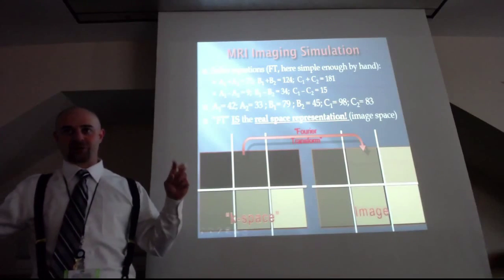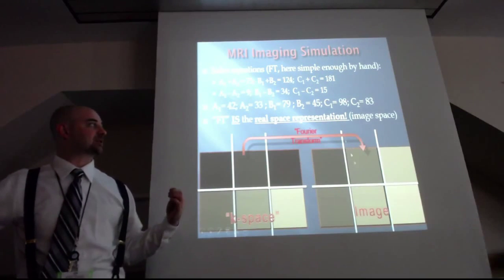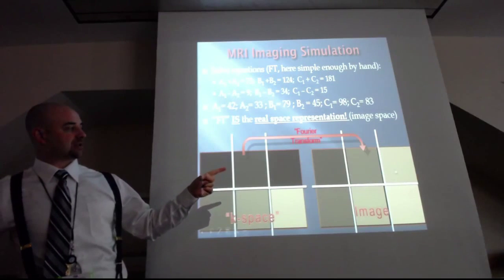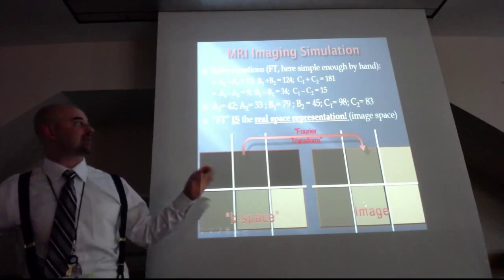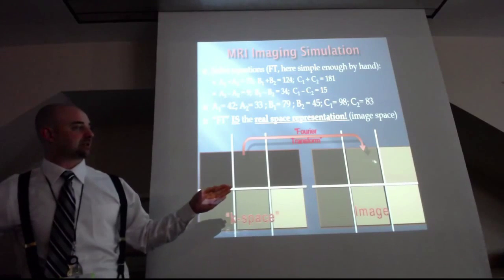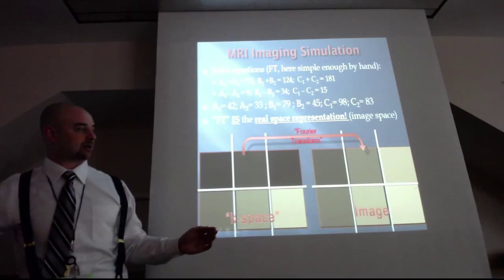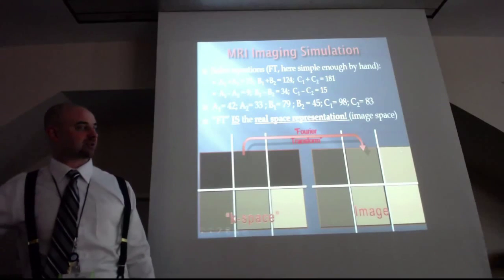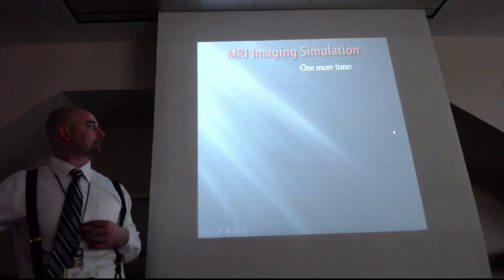Now this artificial algebraic Fourier transform is the real space representation. When we actually put these numbers as grayscale or tan scale values back into our individual matrix squares, we get a real space representation. It's a gradient from the upper left to the lower right-hand corner of proton density.